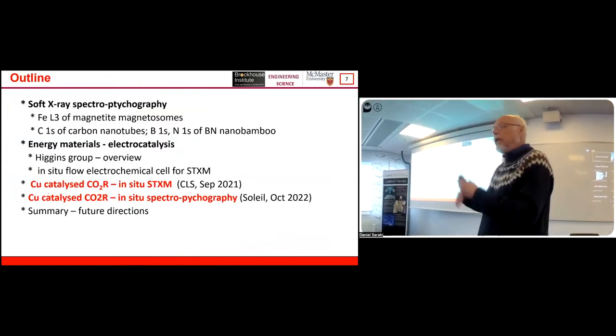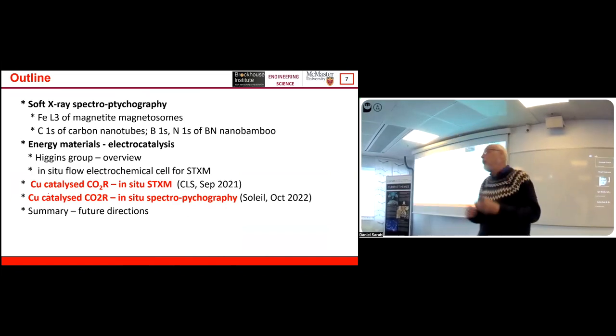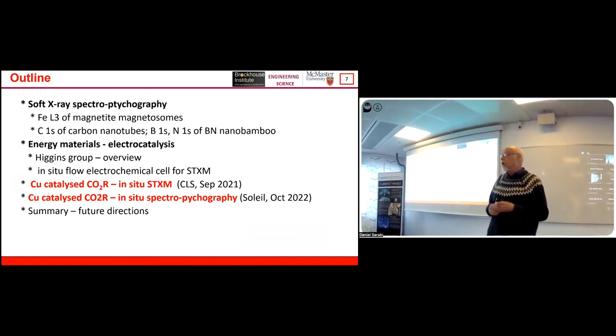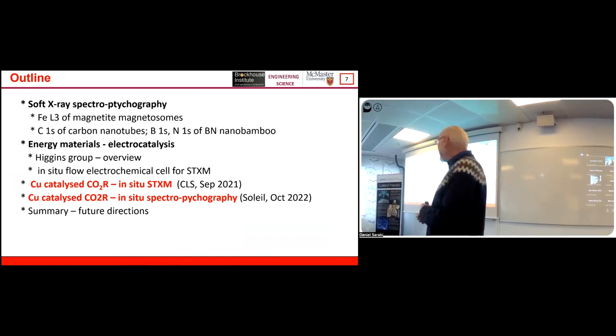Okay, so that's just a quick connection to coherent diffraction, since that's the subject for CoWork.